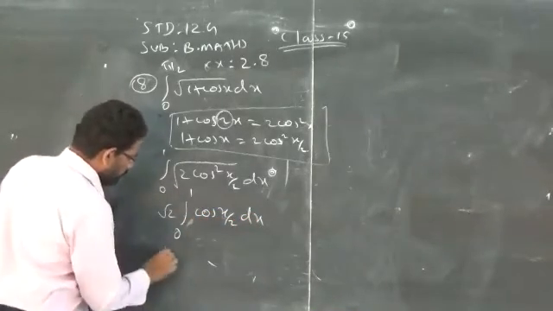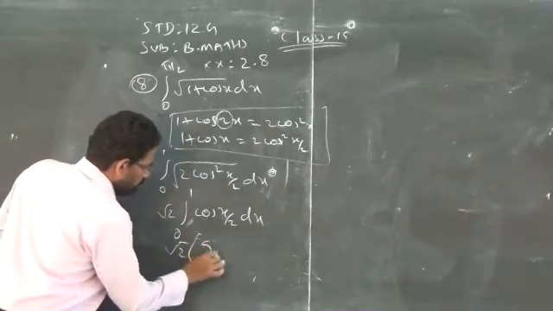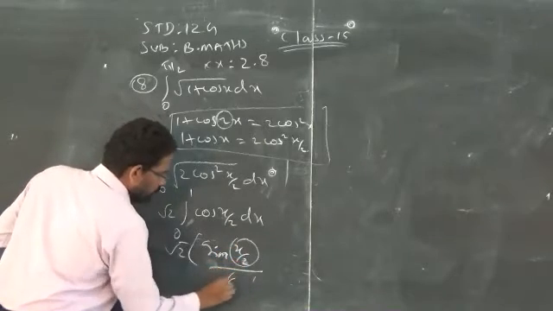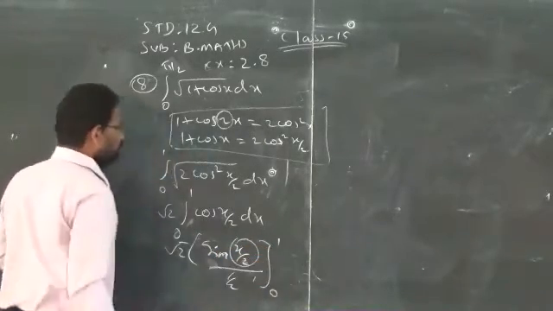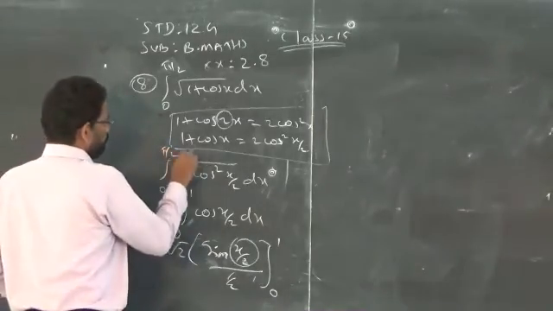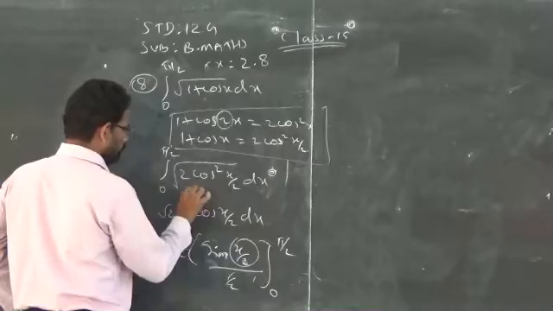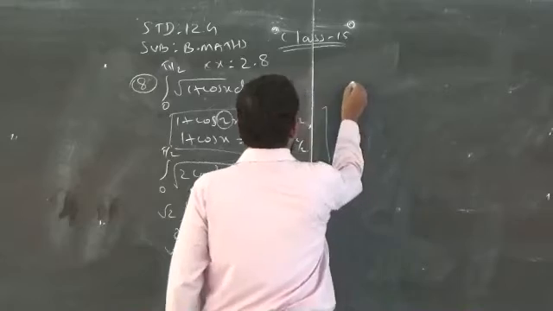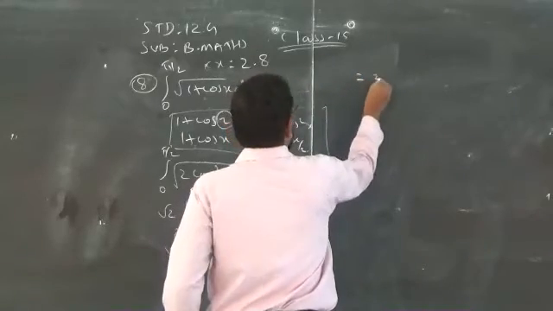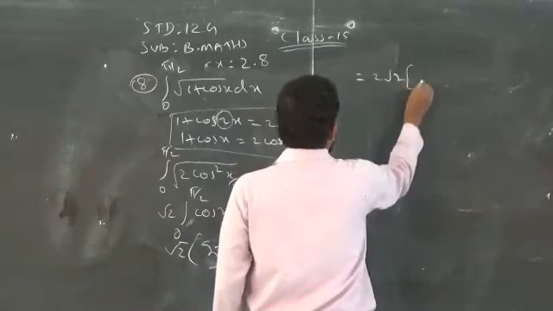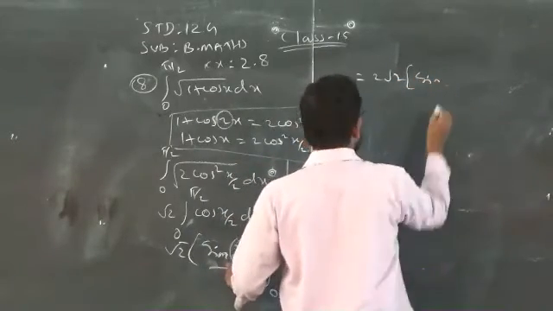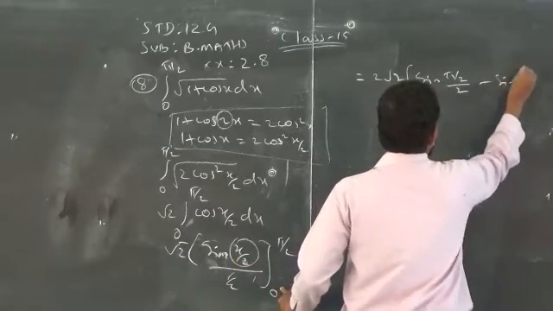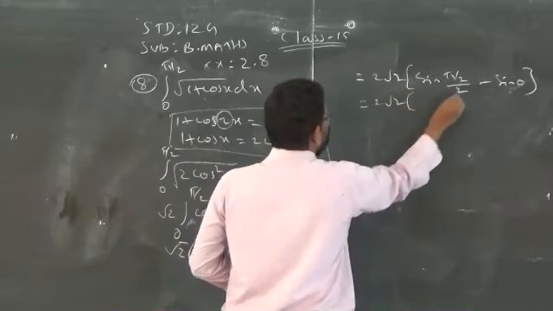What is the integration of cos x by 2? Sin x by 2 divided by the differentiation of x by 2, which is 1 by 2. Then limit 0 to pi by 2. Now you can take it to the numerator, that is 2 into root 2, sin of pi by 2 by 2 minus sin 0.